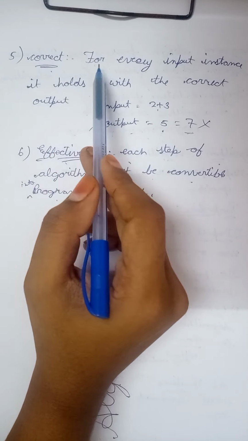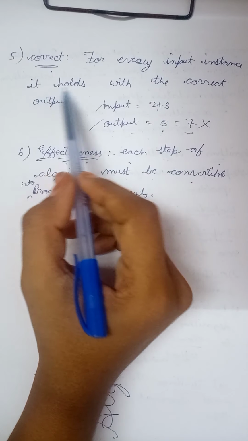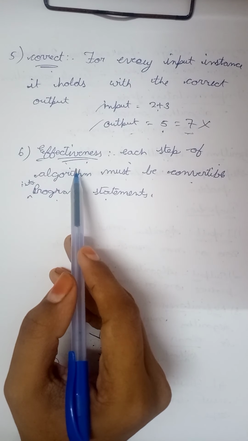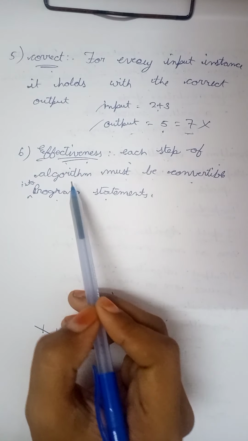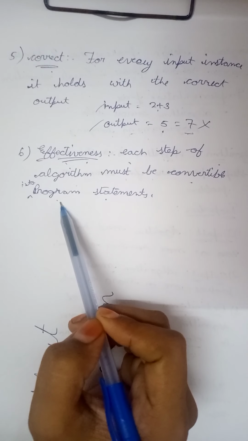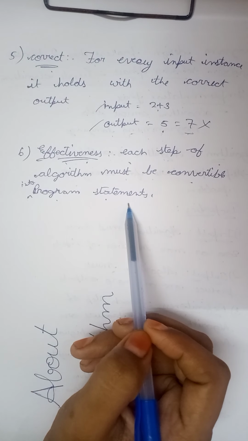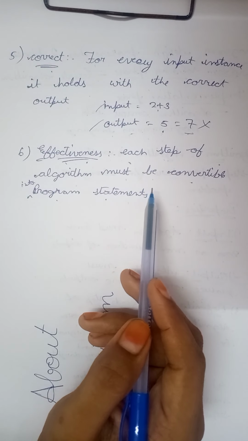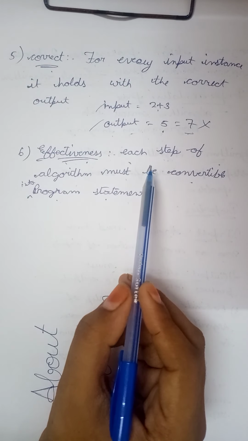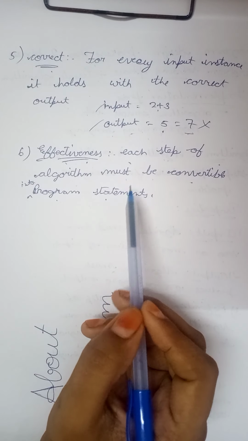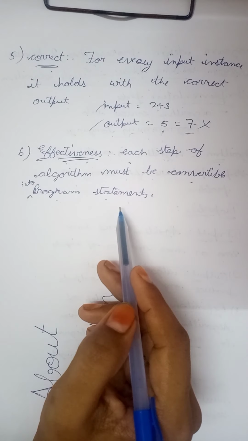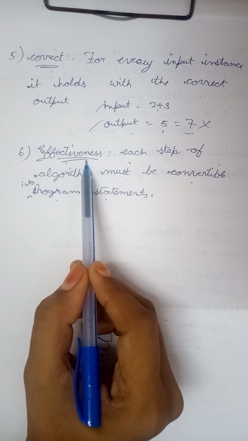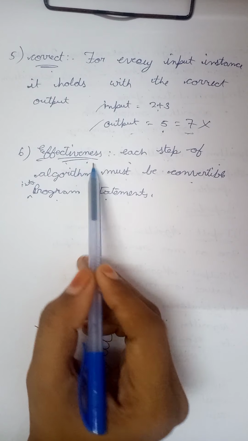So correct means for every input instance, it holds the correct output. And the sixth property is that each step of the algorithm must be convertible into program statements. We write the algorithm in a step-by-step process, so these steps must be convertible into program statements in an effective manner. This is the sixth property of algorithm.